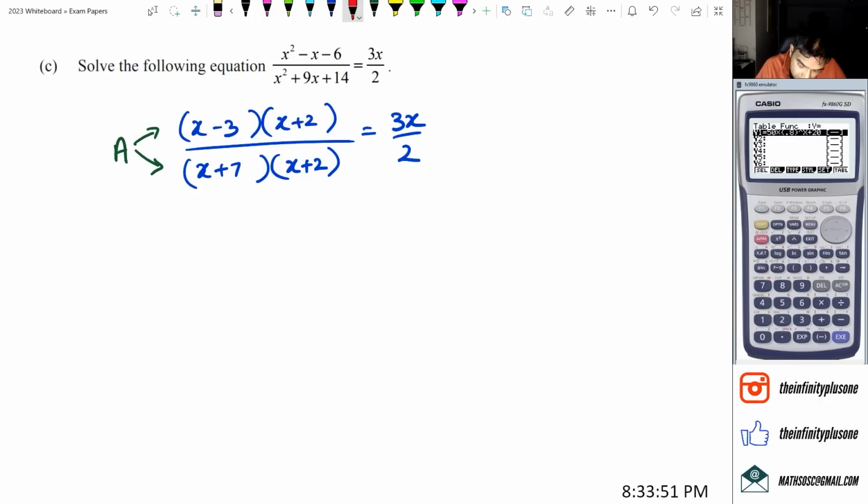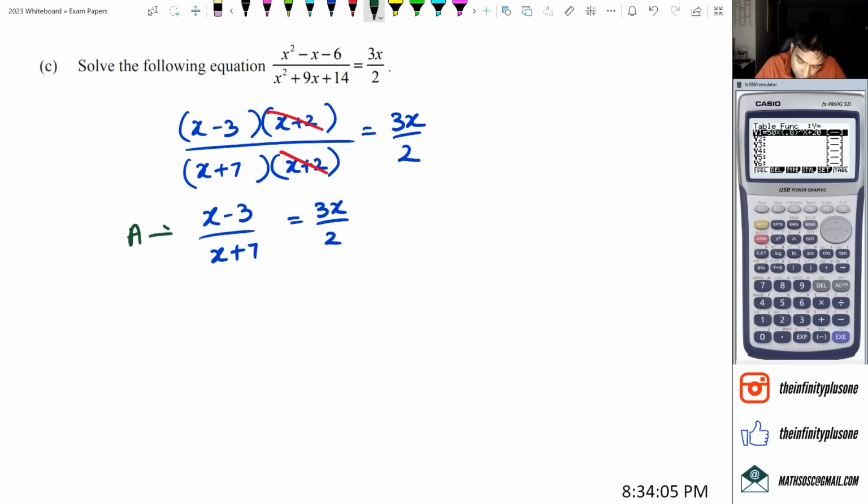Sorry, that means let's actually not put "achieved" here. We're going to cross out our x plus 2's, and we're left with (x minus 3)/(x plus 7) equals 3x over 2. If you get to this stage for the left hand side, you are already looking at an achieved for this question. That's how easy it is to get an achieved for this question.